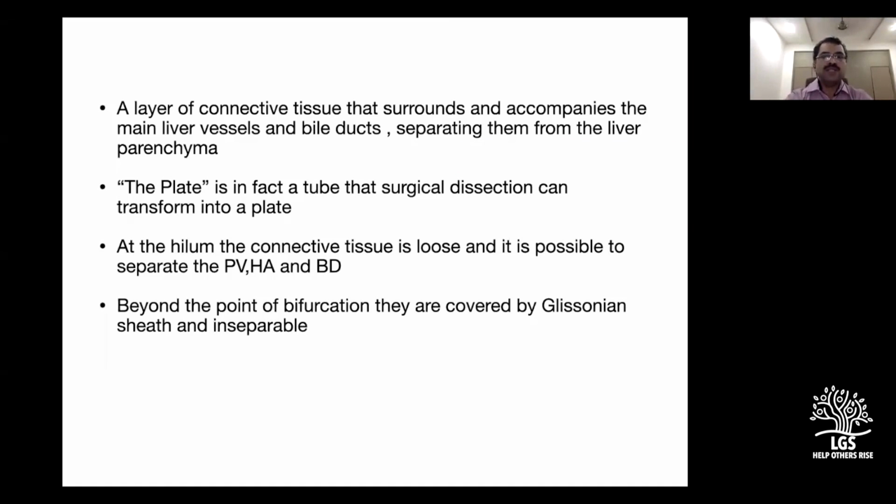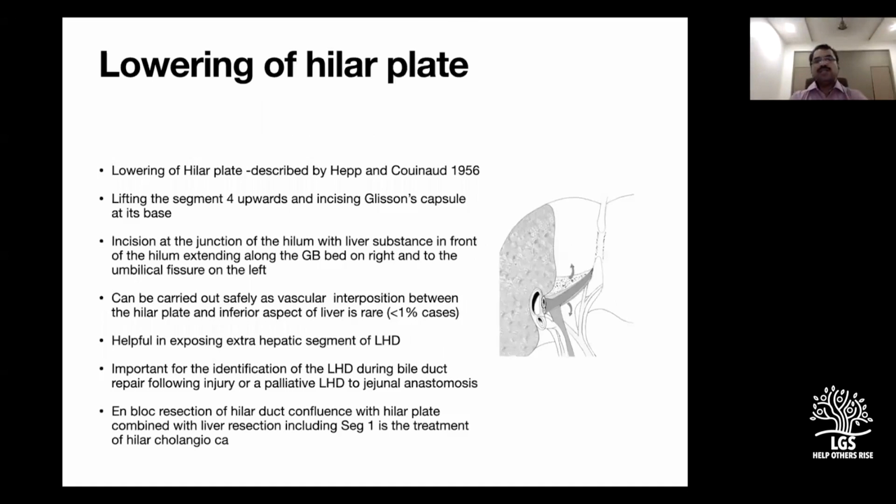along with that. So this plate is actually a tube, which can be converted to a plate only after surgical dissection. So there is a technique called lowering of the hilar plate. It was described by Hepp and Couinaud way back in 1956. It is making an incision on the upper margin at the base of the caudate lobe and elevating the quadrate lobe upwards and depressing the confluence of the bile duct. In this area you can dissect the bile duct easily.